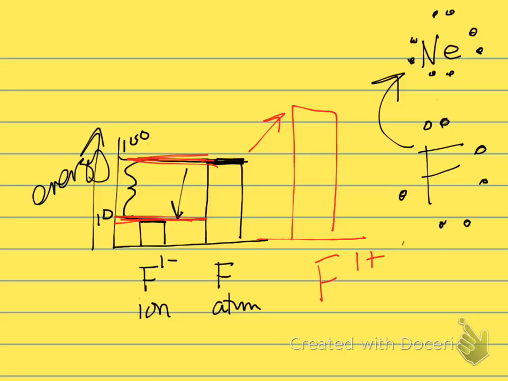Okay, anything else on electron affinity before we move on? We want to talk about electronegativity. Yes? Electronegativity. Okay, so what is electronegativity? Okay. How closely an atom in a compound attracts the electron cloud.